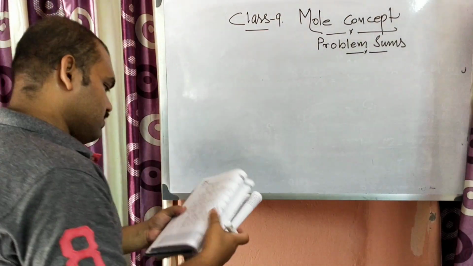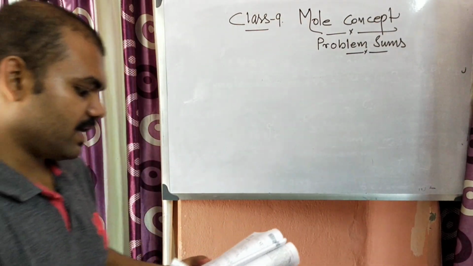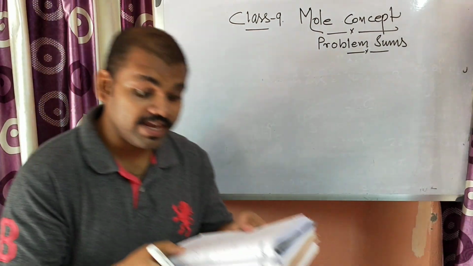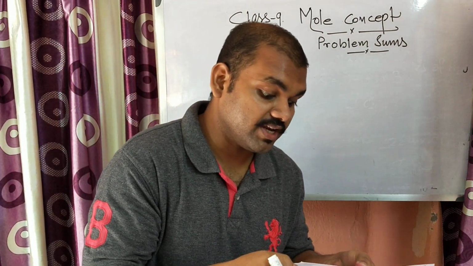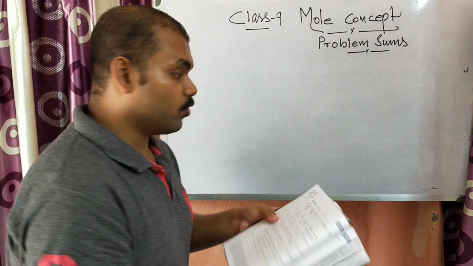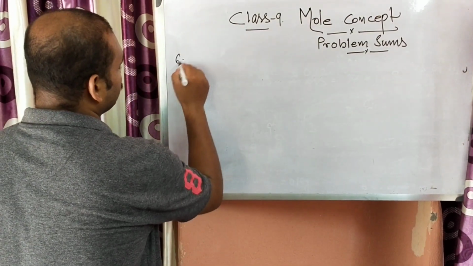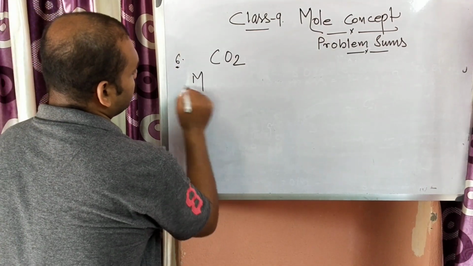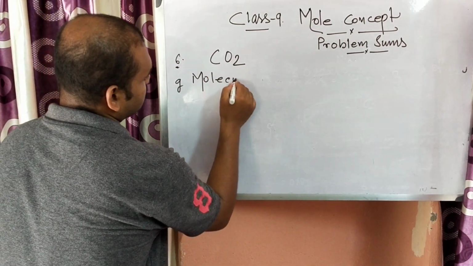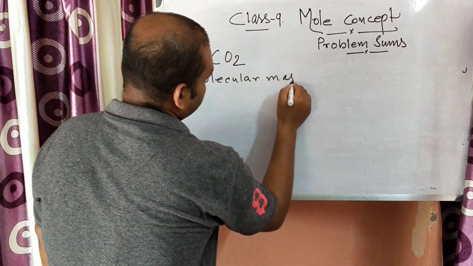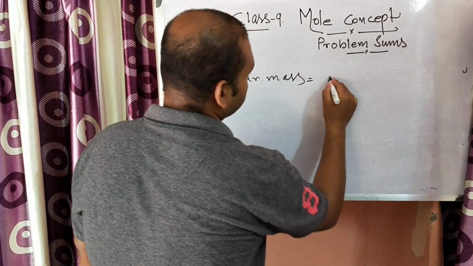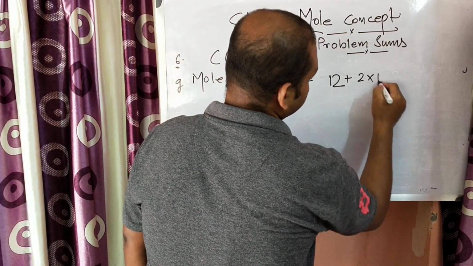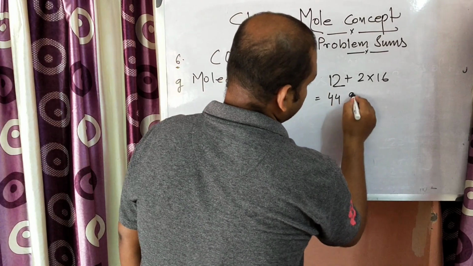How many atoms of oxygen and carbon are there in 440 gram of CO2? So let us write CO2. In one molecule, what is the gram molecular mass? What is the gram atomic mass of C? Carbon 12, oxygen 16. How many oxygens are there? 2. So 12 plus 2 into 16 is equal to 44 gram.